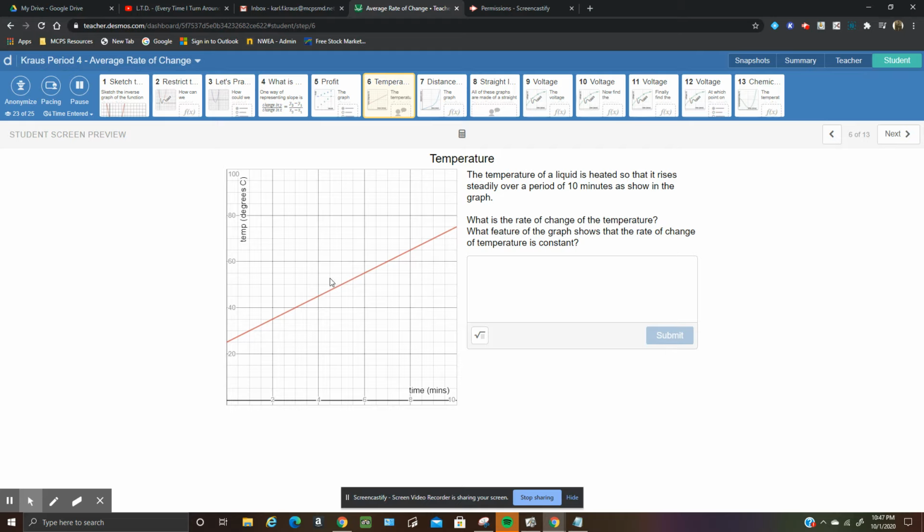This is 8, 65. So I'm picking the point (8, 65). And another point I could pick is right here. So that's (6, 55).